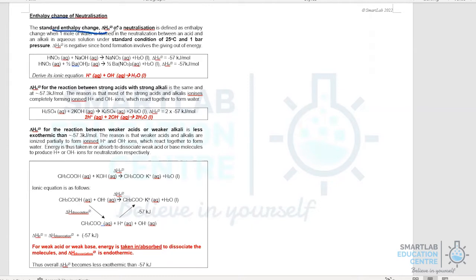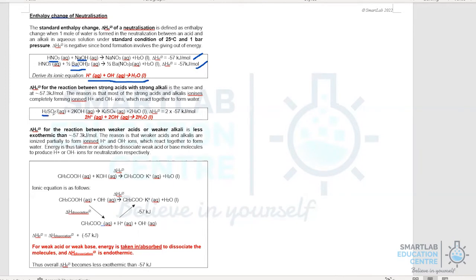So the standard enthalpy change of neutralization is defined as the enthalpy change when 1 mole of water is formed in the neutralization between an acid and alkaline in aqueous solution under, again, standard conditions of 25 degrees Celsius and 1 bar. So in this case, when you take nitric acid to either neutralize with sodium hydroxide or barium hydroxide, since all the compounds here are strong acid and strong alkaline, so the H plus and OH minus will come together to neutralize each other to form water molecule. Hence, the enthalpy of neutralization are both negative 57 kilojoules per mole.